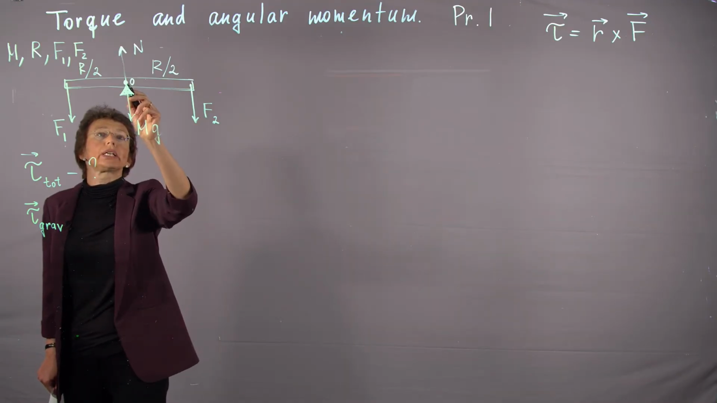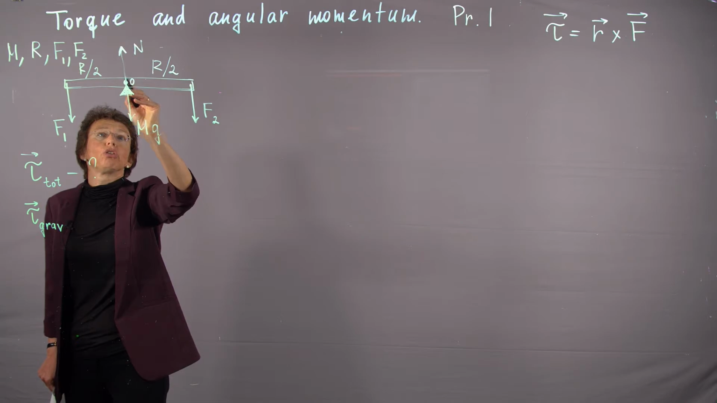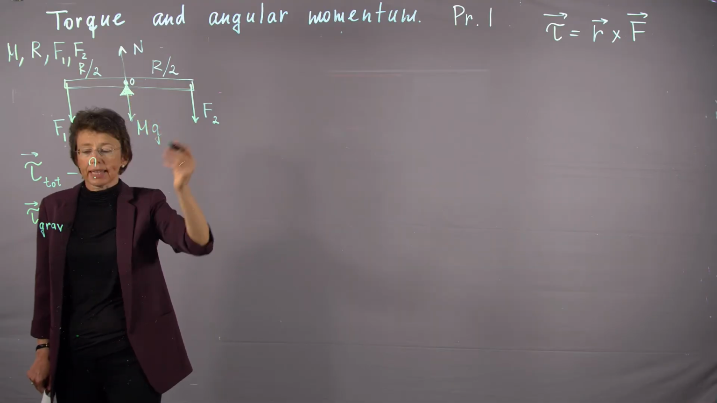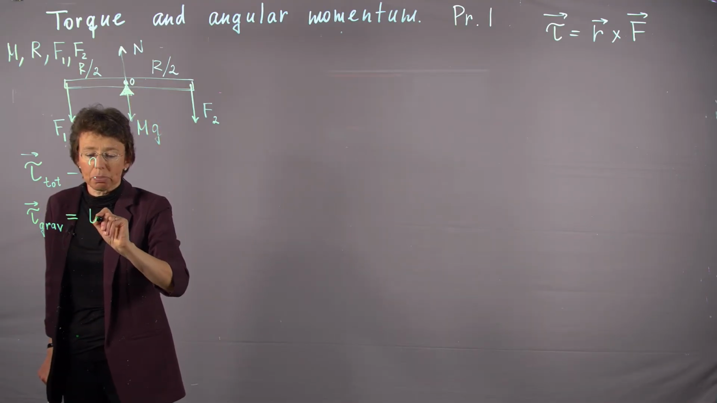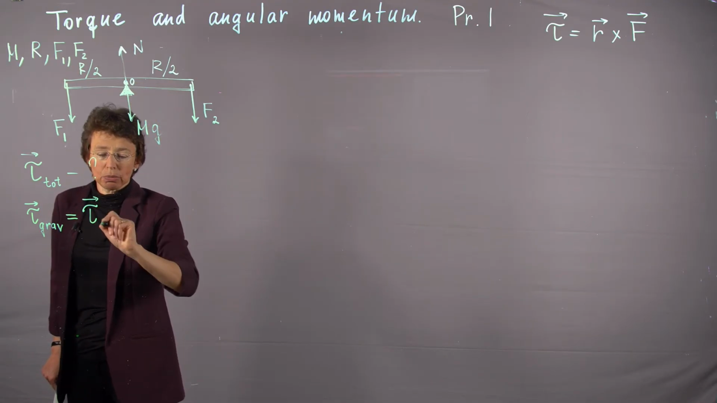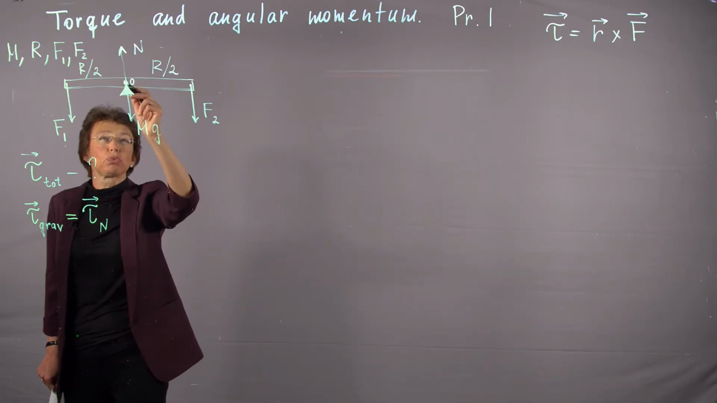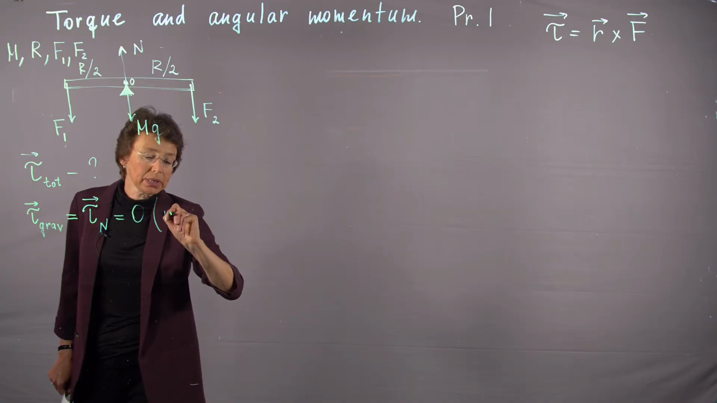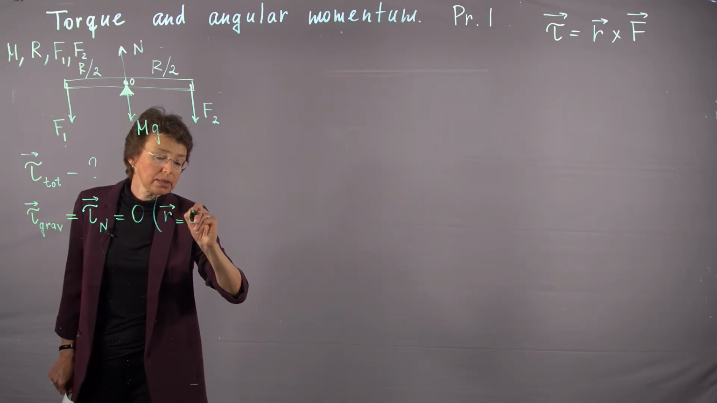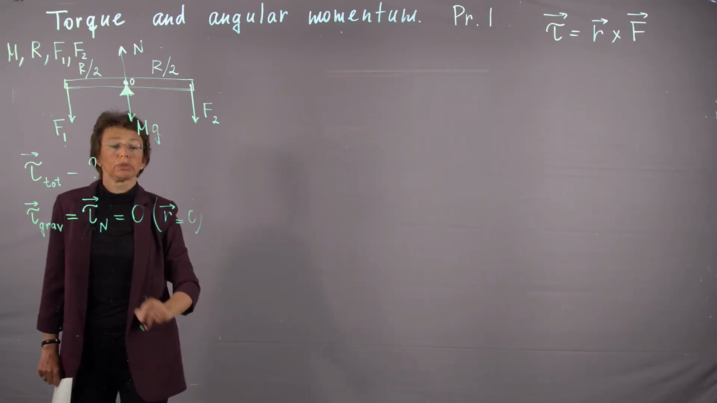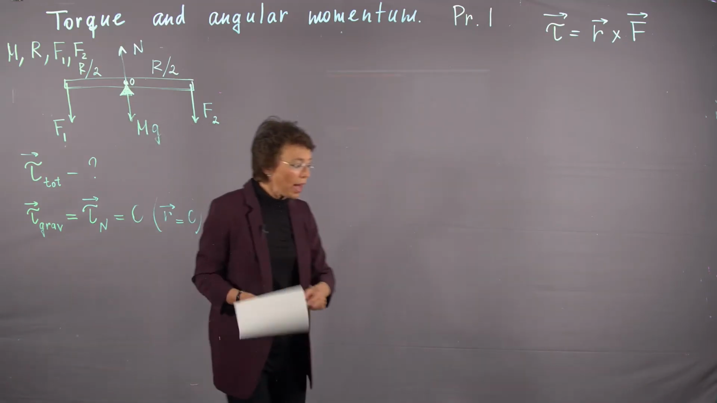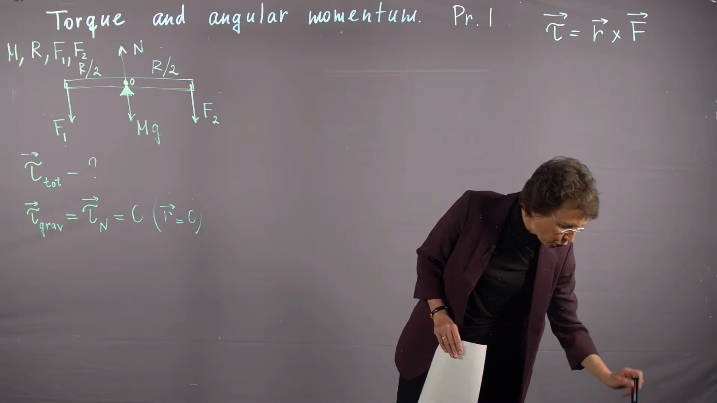What about the torque created by the normal force? The normal force is up. This is the pivot. From the pivot to the point, R is again 0. So the torque created by gravity is equal to the torque created by the normal force about this pivot point, and it is 0 because R is 0. They are applied to the pivot point. Now we will find the torque created by F1 and the torque created by F2.